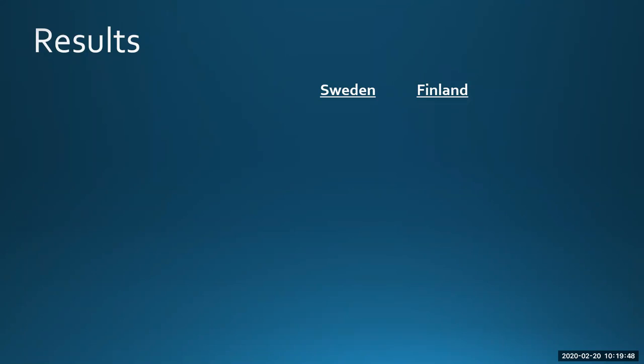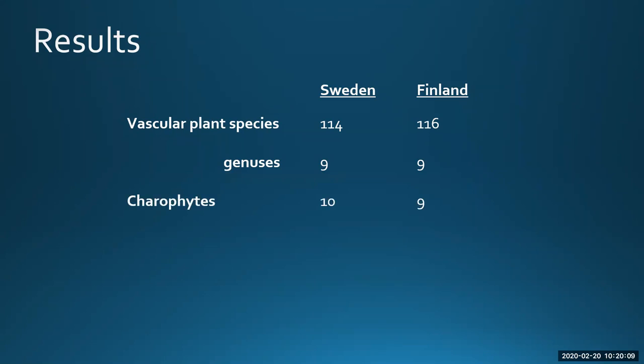Firstly, we do have quite a few species within the northern Bothnian Bay. Among vascular plant species, we've been able to find 114 and 116 respectively in Sweden and Finland, coming out from 9 different genera. Charophytes, this special type of algae that are quite special for the northern parts of the Bothnian Bay, 9 and 10 different species of them have been found during this time.